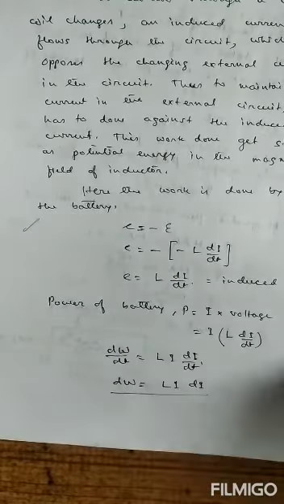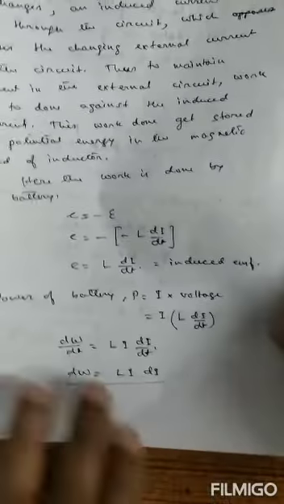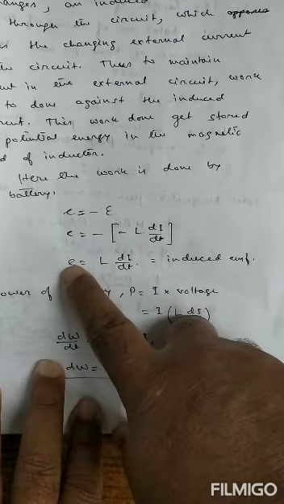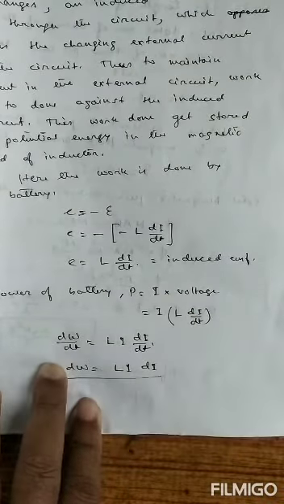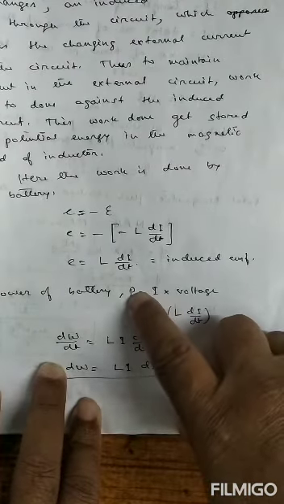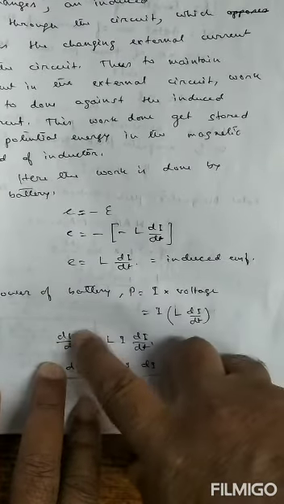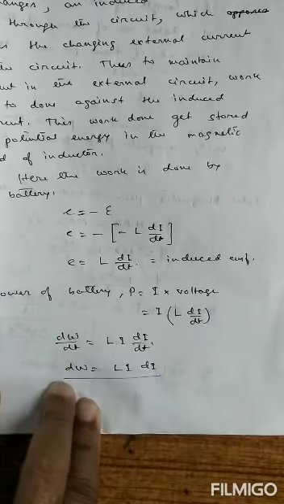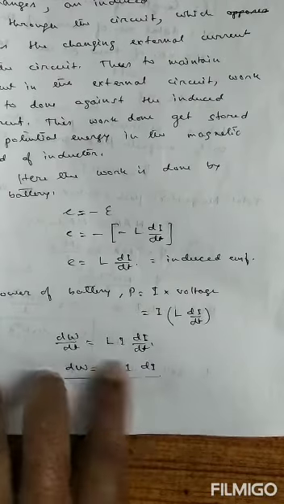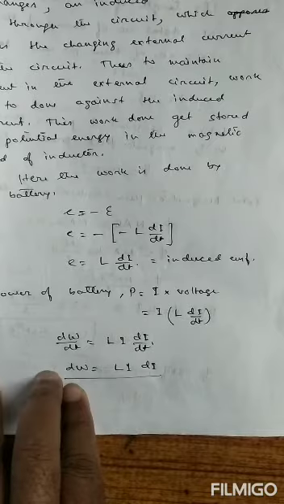What is power? Power means current into voltage. Current is I. What is voltage? This is the voltage, L di by dt. Power is the rate of doing work, dW by dt. So what is dW? L I di. dt gets cancelled.